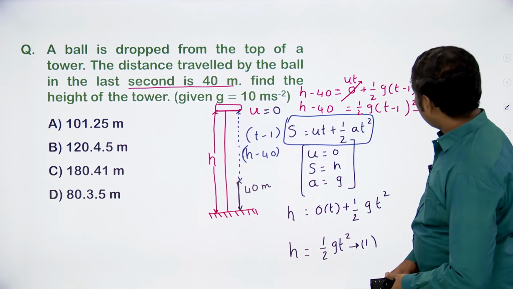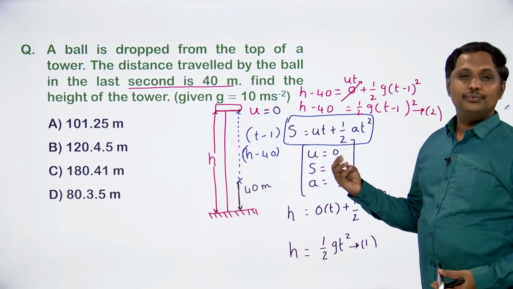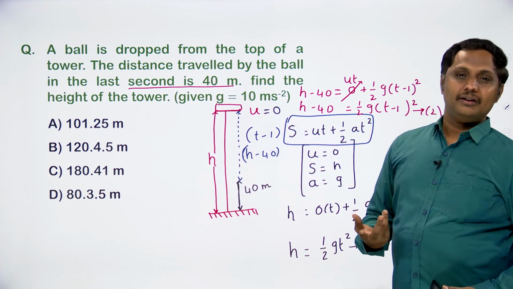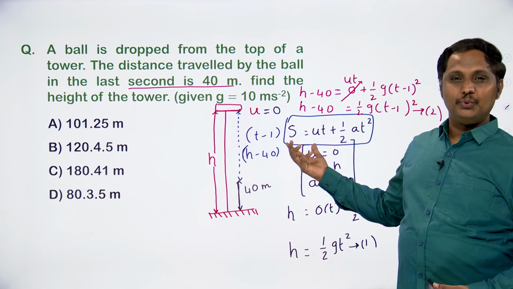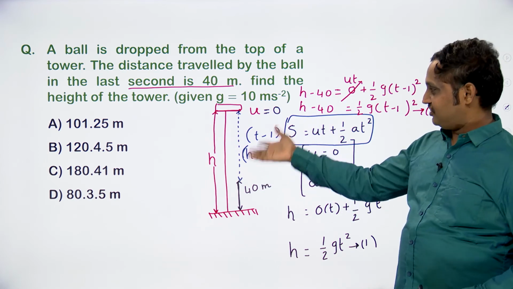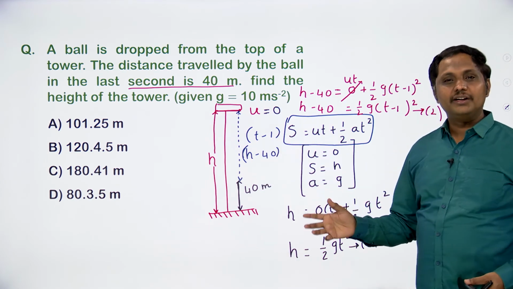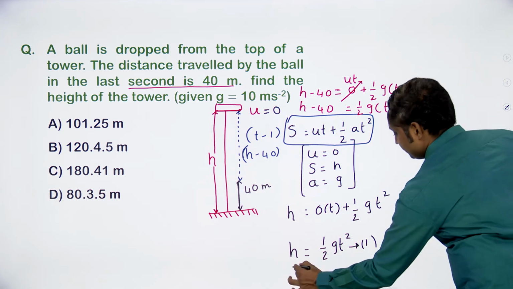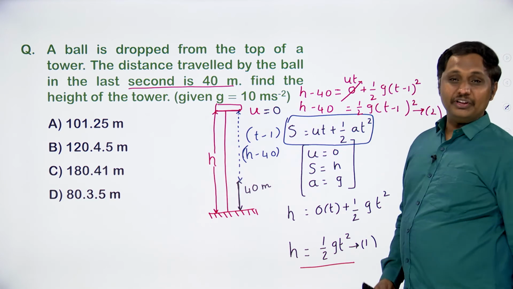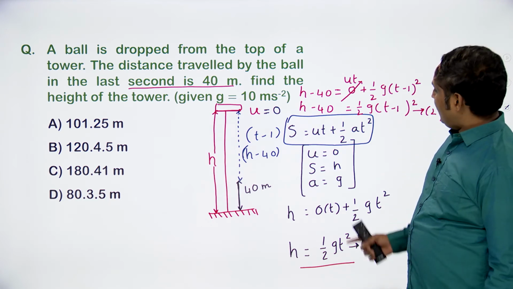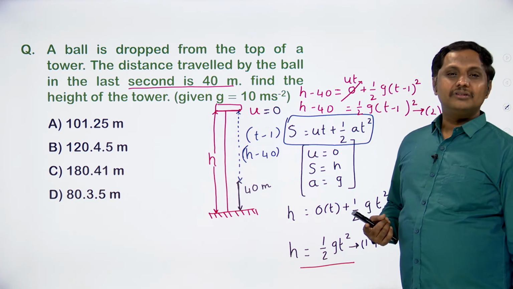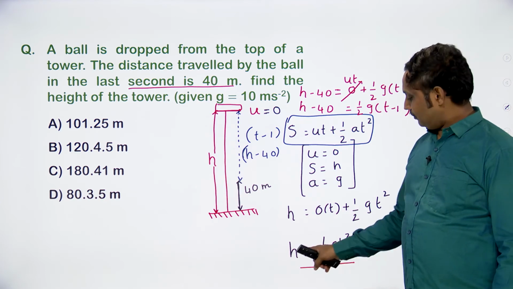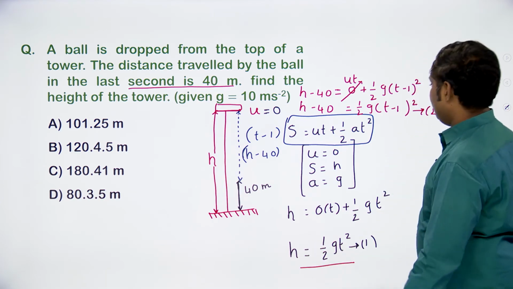Is it possible to solve equation 1 and 2 to get the height h? If you want to get the height of the tower, you have to solve equation 1 and equation 2, and easily we will get that. You can substitute in that equation to solve for h, it is very clear. Let us have a look.